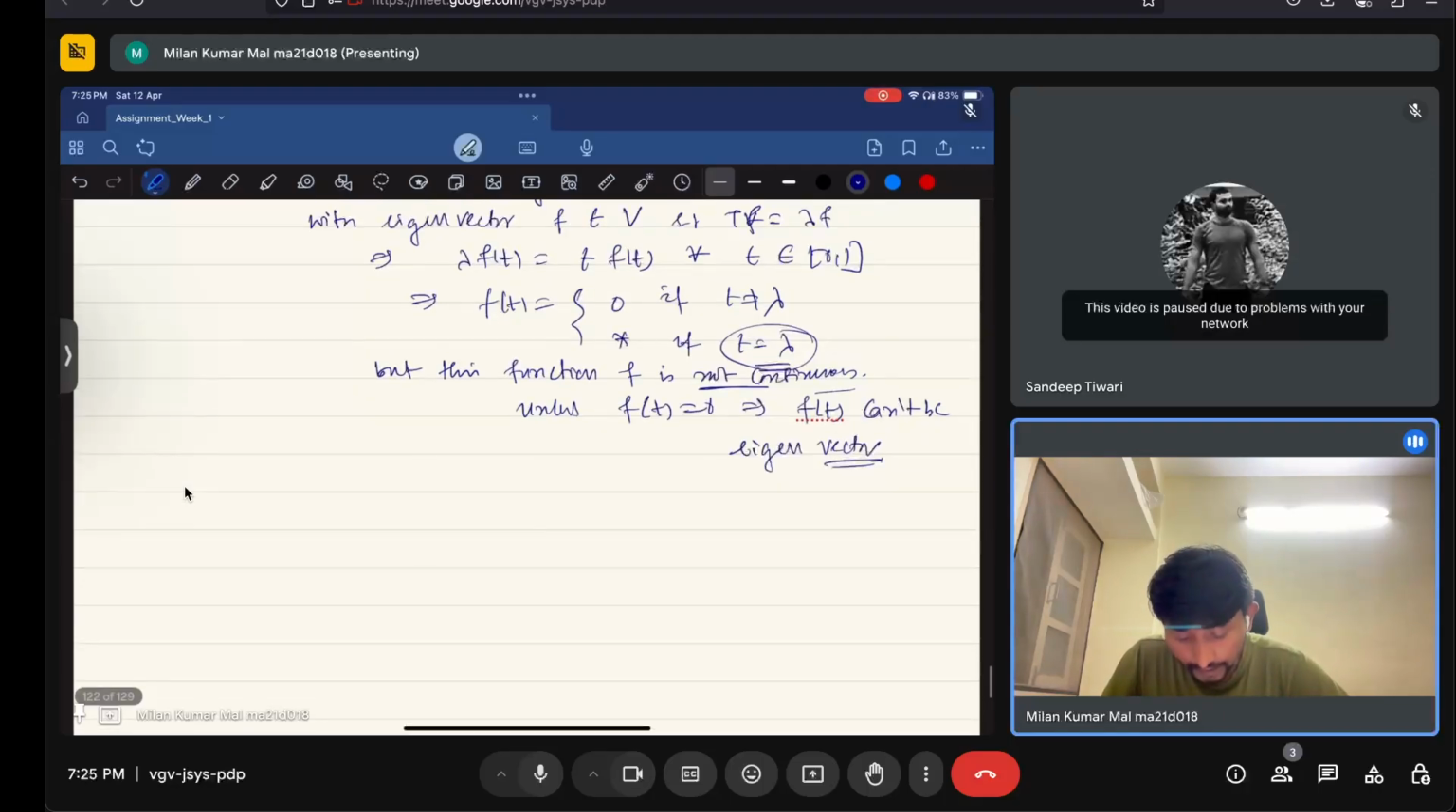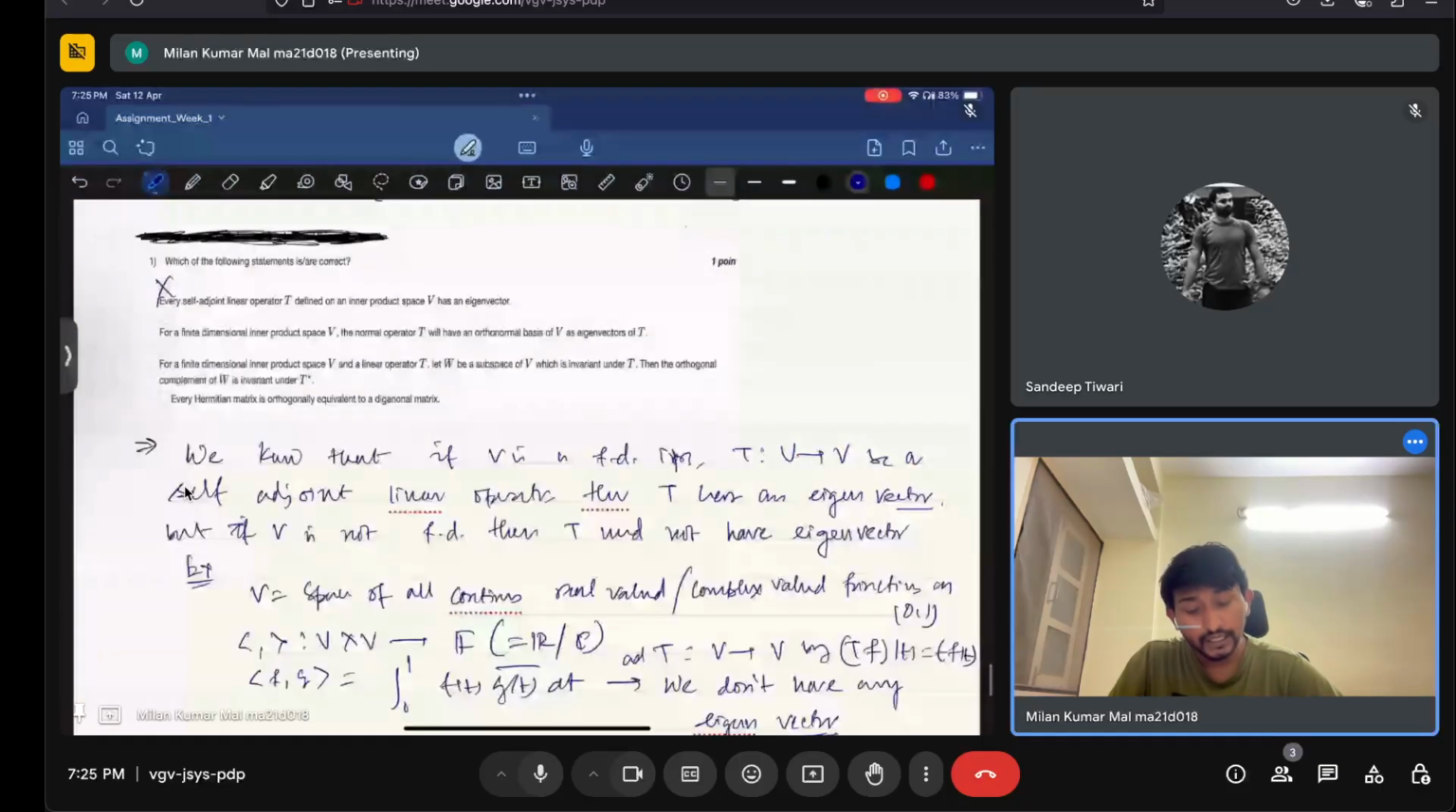Second option: for a finite dimensional inner product space V, the normal operator T will have an orthonormal basis of V consisting of eigenvectors of T. That's true, because it is diagonalizable. Third: for a finite dimensional inner product space V and linear operator T, if W is a subspace of V which is invariant under T, then the orthogonal complement is invariant under T star. That is also true.